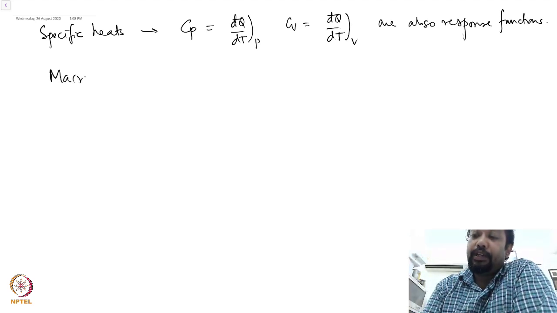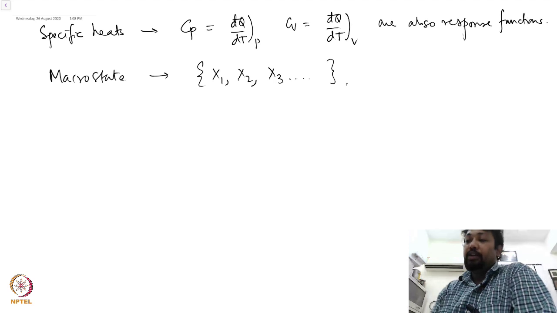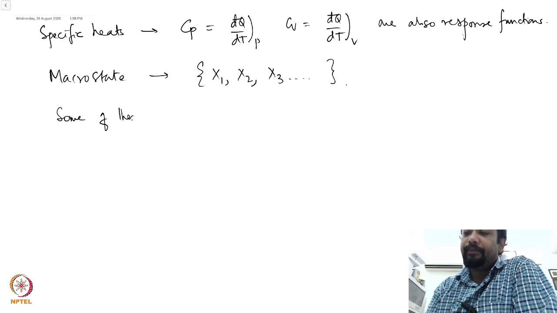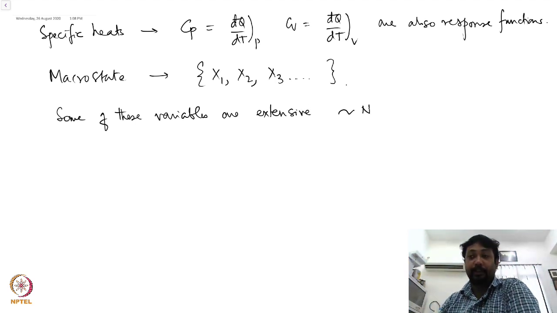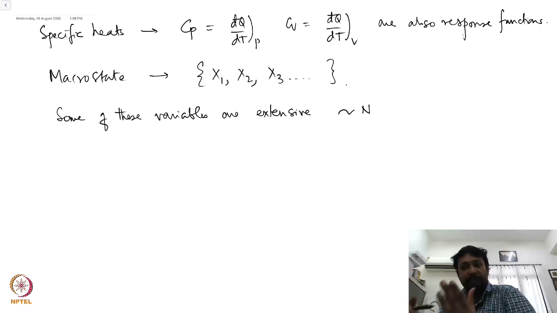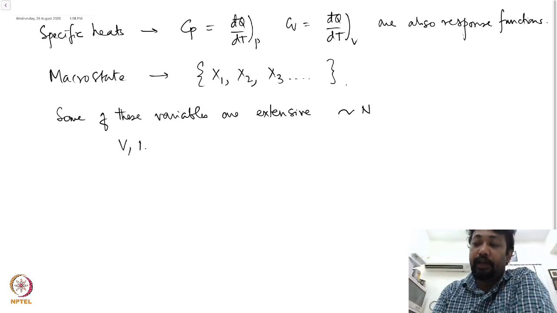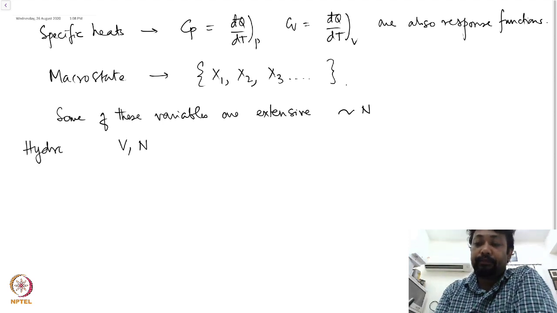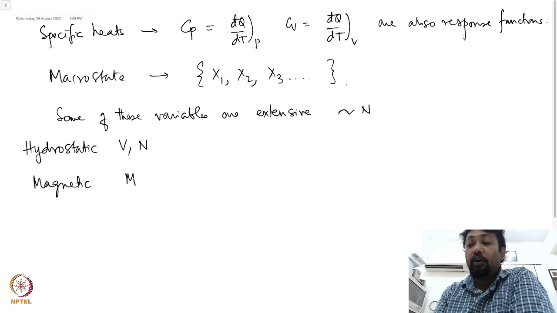Now, given a macrostate which is characterized by a set of variables x1, x2, x3, and so on, some of these variables are extensive in nature. What does extensive mean? That means they scale as particle number N. So if you add more particles, you will see that that particular physical variable also changes. For example, volume and N for a hydrostatic system, and magnetization for a magnetic system, all of these are extensive variables.